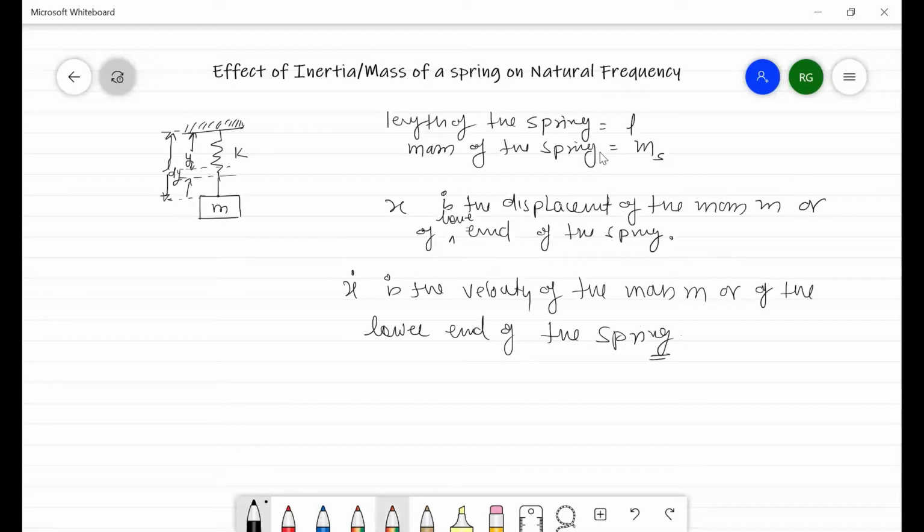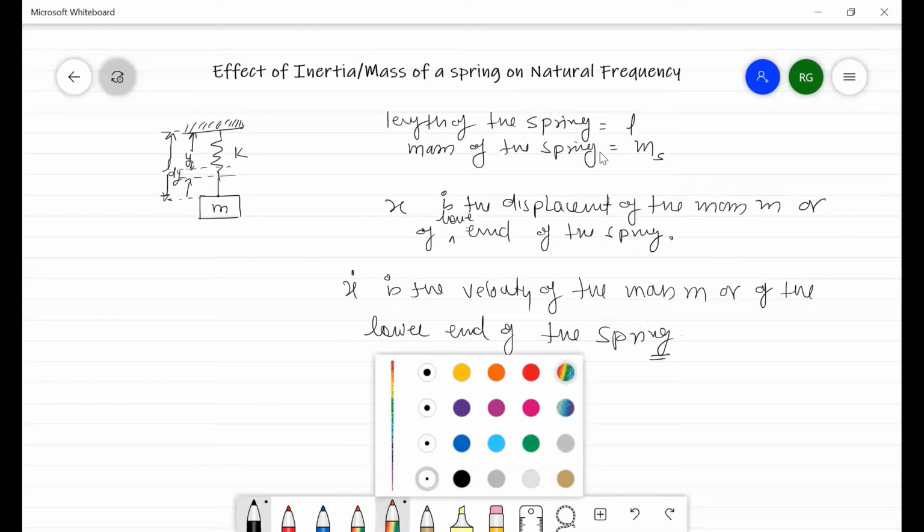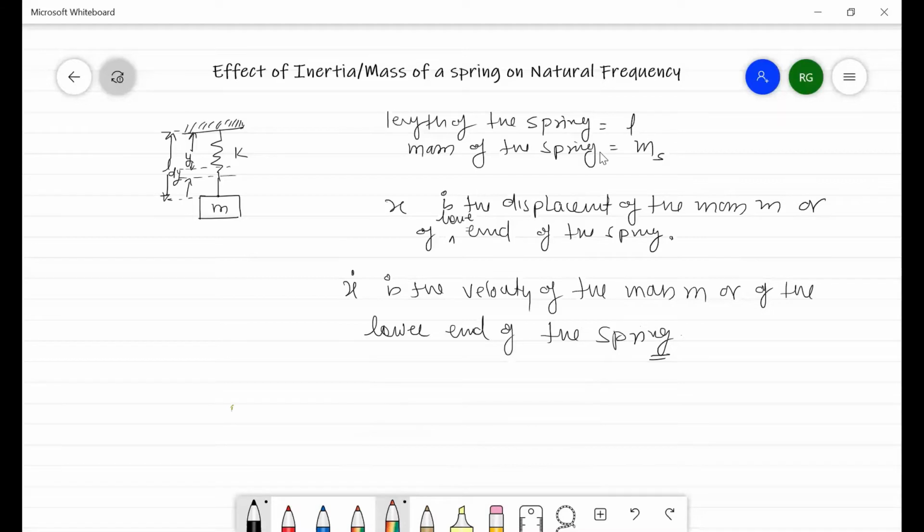Now we can find out the mass of the considered element of spring. The total mass of the spring is ms. So now we can find out the mass of the dy element. This is the mass ms divided by L, mass per unit length, and the mass of the dy length element is equal to ms by L multiplied by dy.